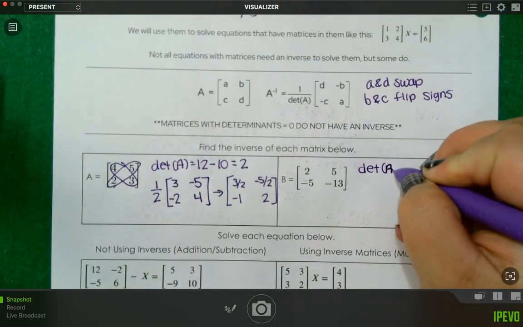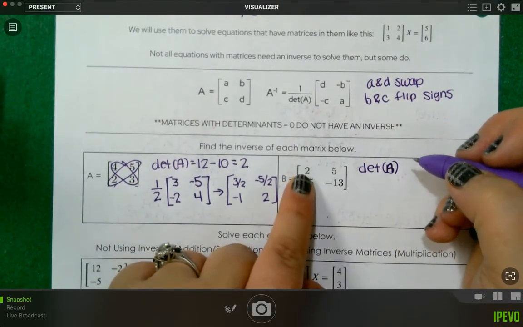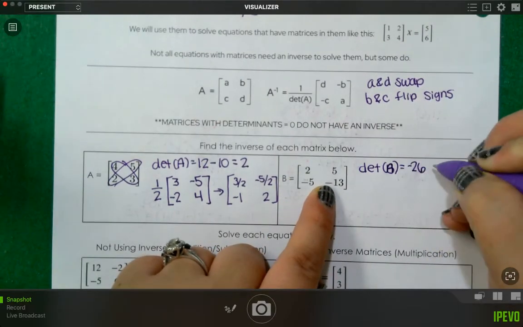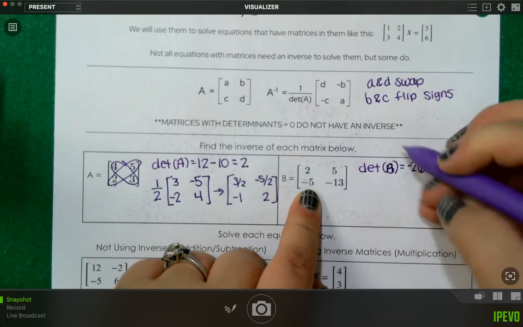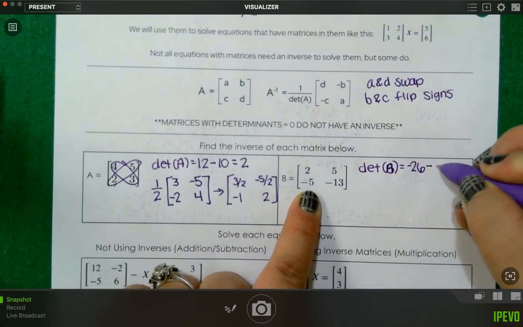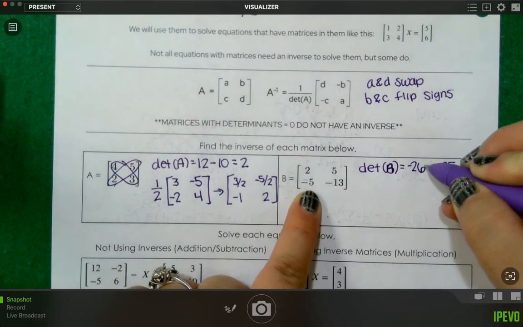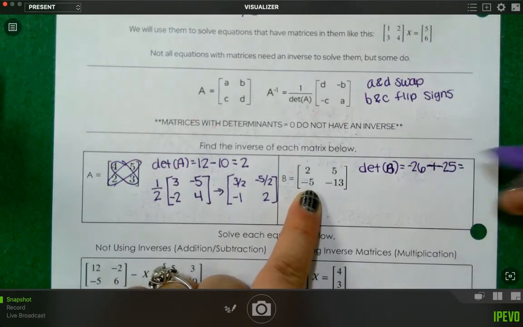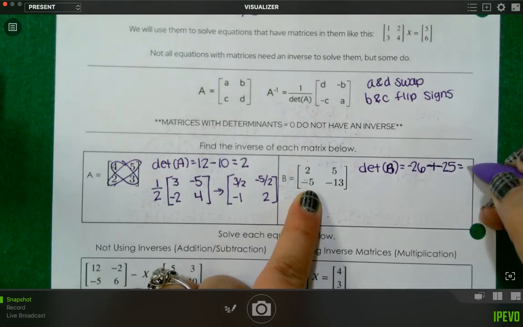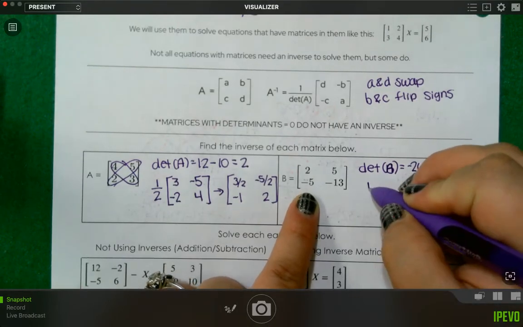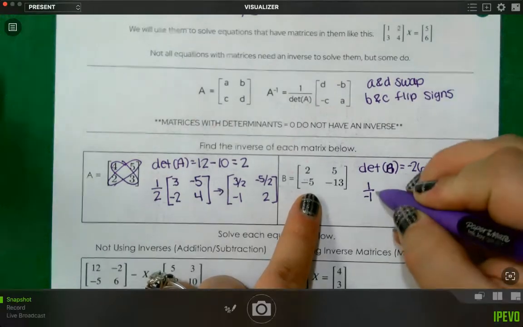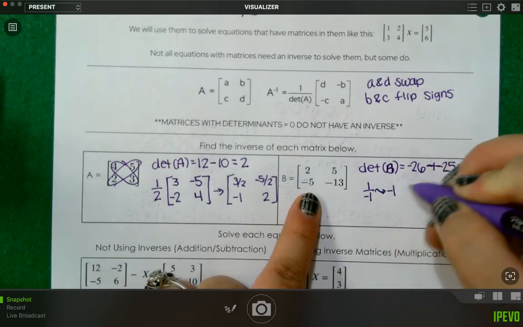And the determinant of B is going to be 2 times -13, so -26. And -5 times 5 is -25. Don't forget you are subtracting. Since you are subtracting a negative, this turns into +25, which is -1. So you have 1 over -1. That's the same thing as -1. So I'm going to go ahead and switch that.